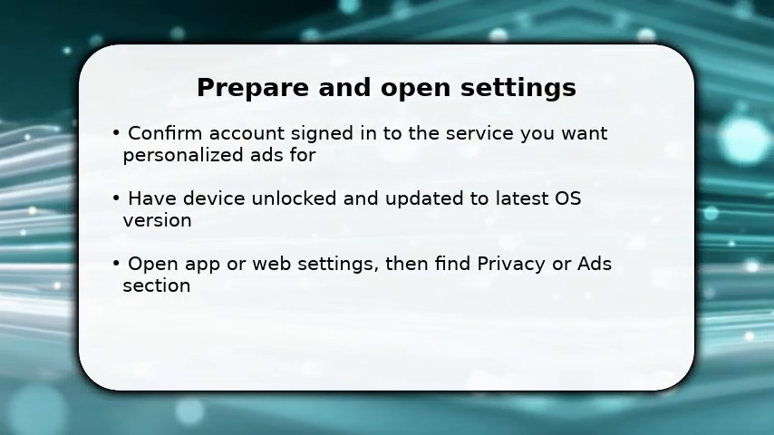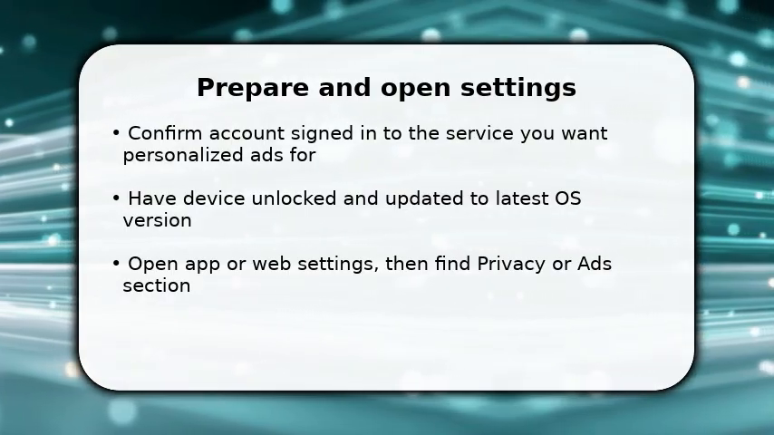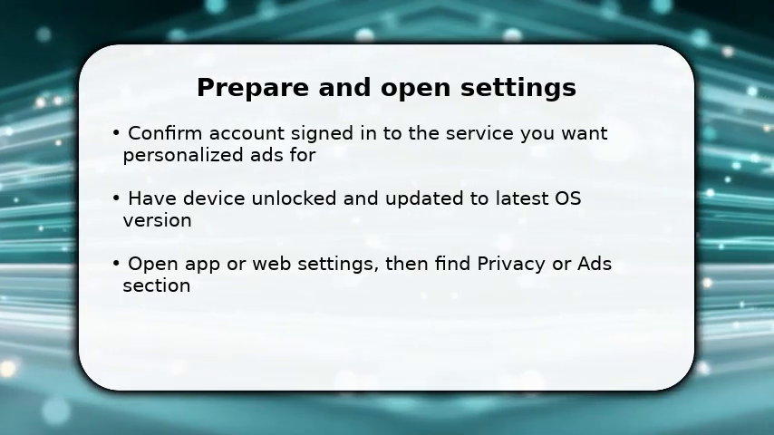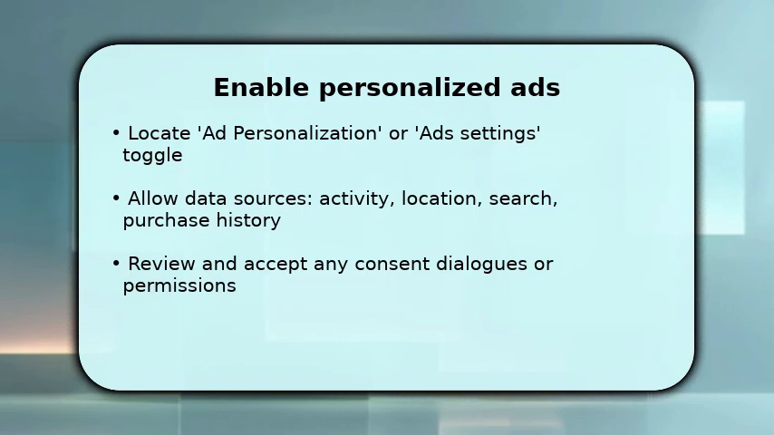You need basic permissions granted, location, or search history, so make sure those toggles are available before proceeding to enable personalization. You now locate the Ad Personalization or Ad Settings toggle and switch it on. This activates the mechanism that tailors content.